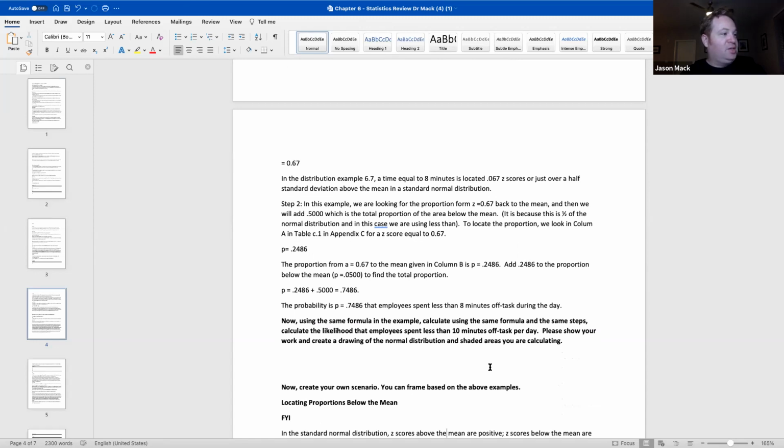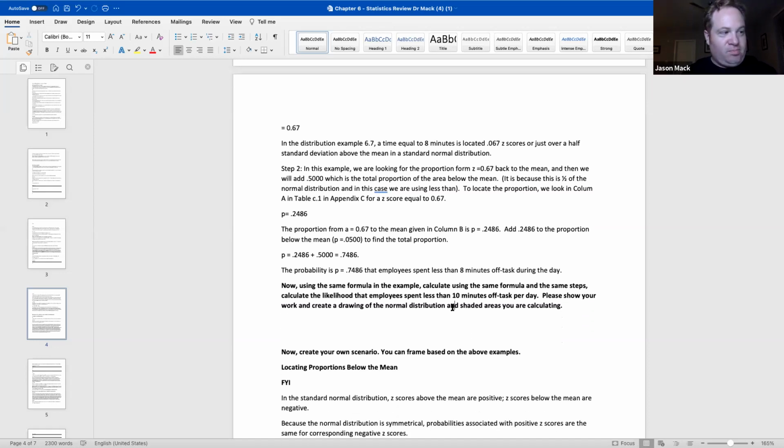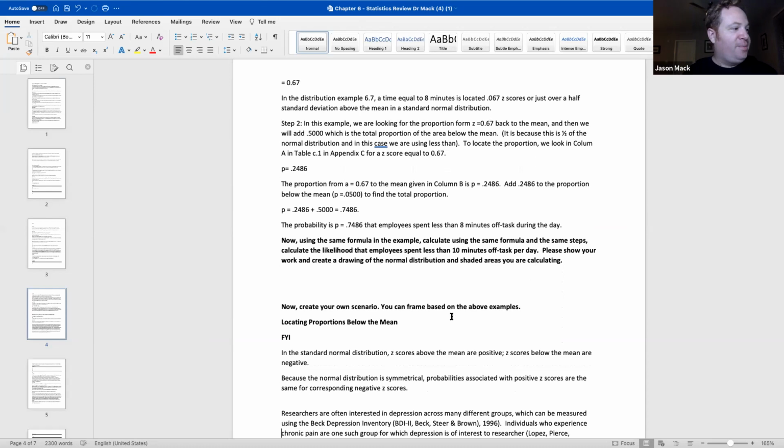The probability is 0.7486, or 74.86%, that employees spent less than 8 minutes off task per day. Therefore, the jokes lighten the mood, and it's actually working in this scenario. So now do the same math, the same formula I just showed you, where they spend less than 10 minutes off task per day, and then create your own scenario.